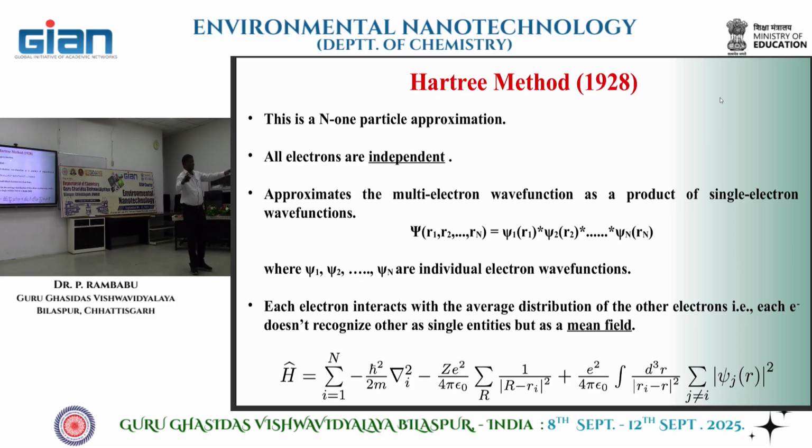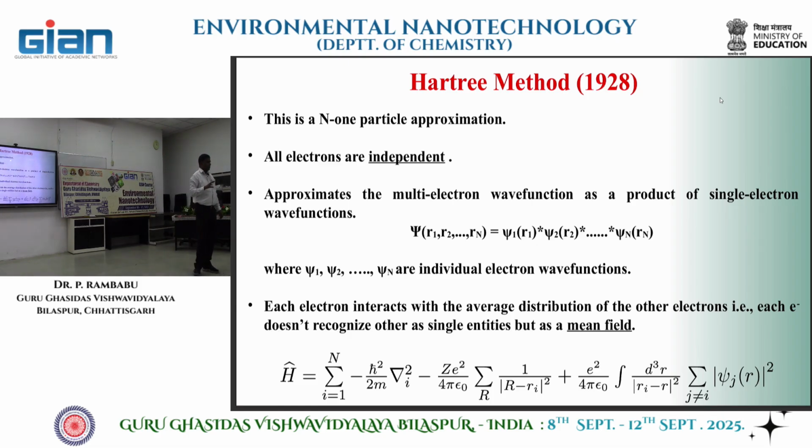Suppose in our hall we are having some 50 students, 50 electrons are there. Okay, so the total wave function of this whole system, this hall, is the product of individual wave functions of each electron. So psi 1 into psi 2 into psi 3 into so on into psi 50. So he is assuming the total wave function is the product of individual wave functions. Okay, that is fine. He has assumed.